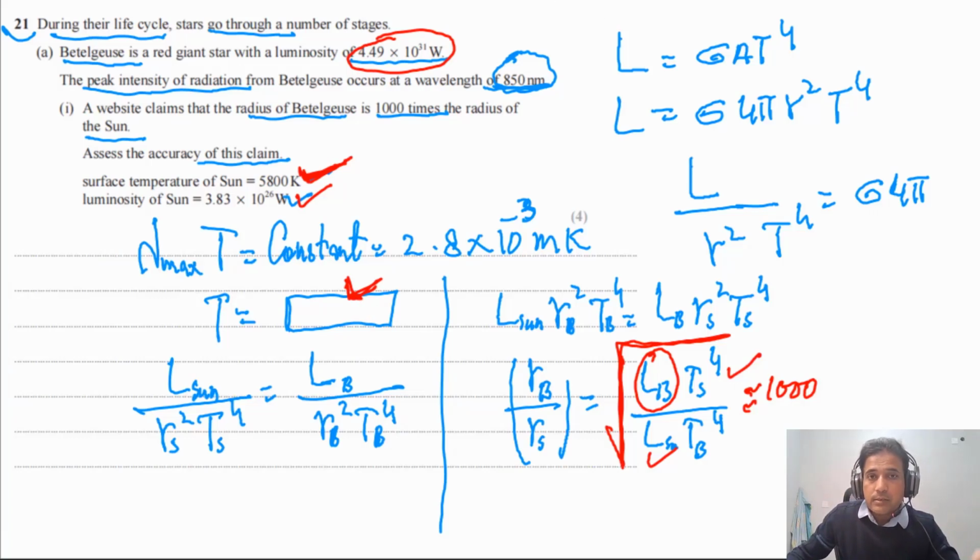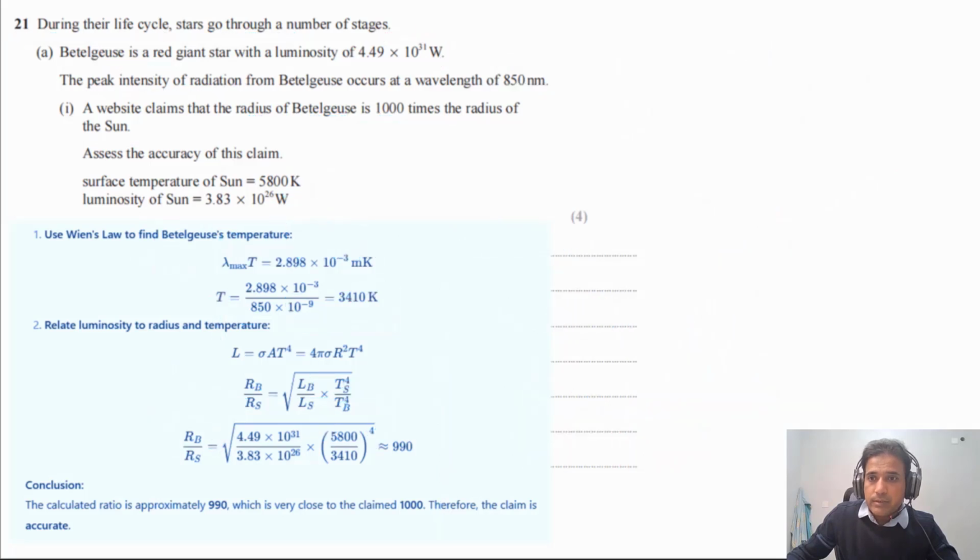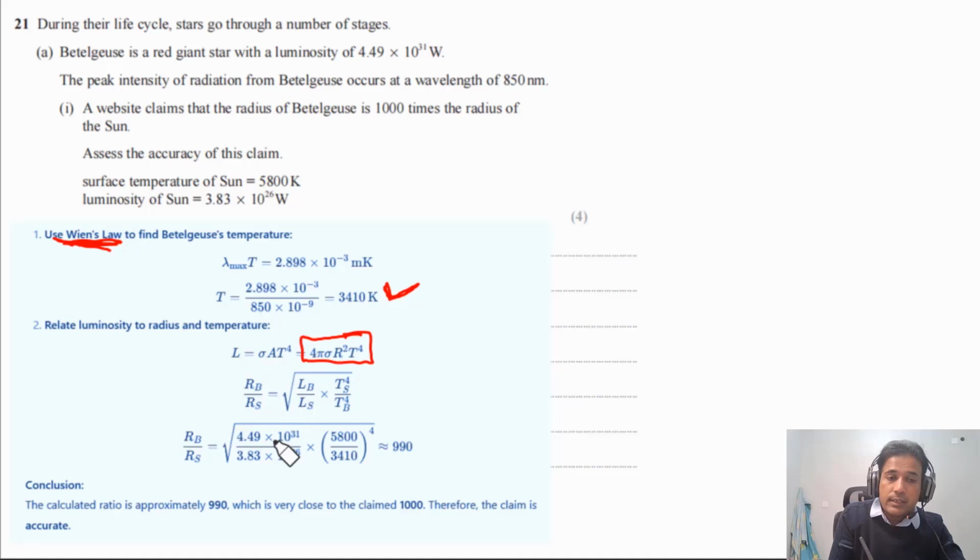Now let me show you the answer with numbers, how you need to calculate. First of all, we use Wien's displacement law to get the surface temperature of Betelgeuse, then we use the Stefan-Boltzmann law as we have discussed before. Then we use the ratio. In this case the answer is about 990. As this value is close to 1000, the statement is valid.